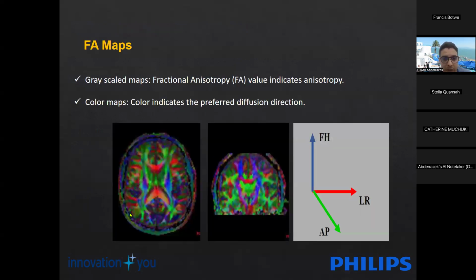Concerning the color, just to differentiate between two things: we can find the grayscale map, which is the fractional anisotropy, a value that indicates the anisotropy. We also have the color map, which shows the preferred diffusion direction. For example, blue is the corticospinal tract, with a direction from foot to head. The corpus callosum goes from left to right, and the cingulum goes from anterior to posterior. This color is just to indicate the direction of the fiber.